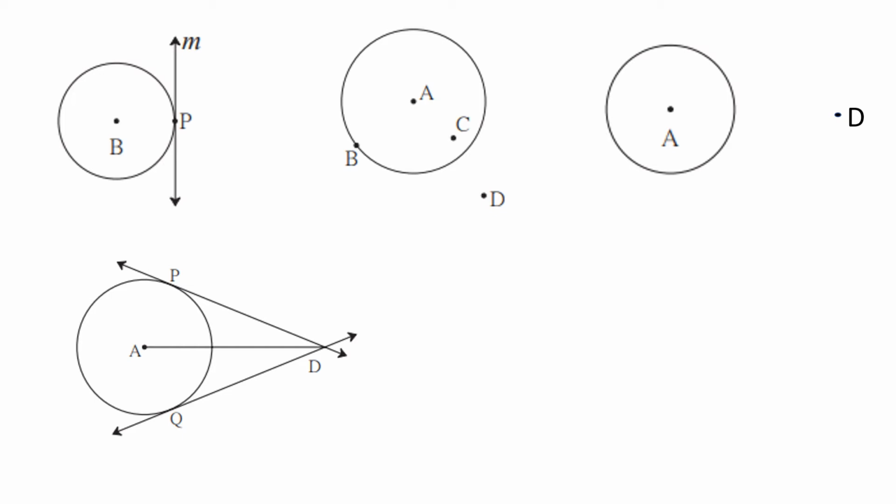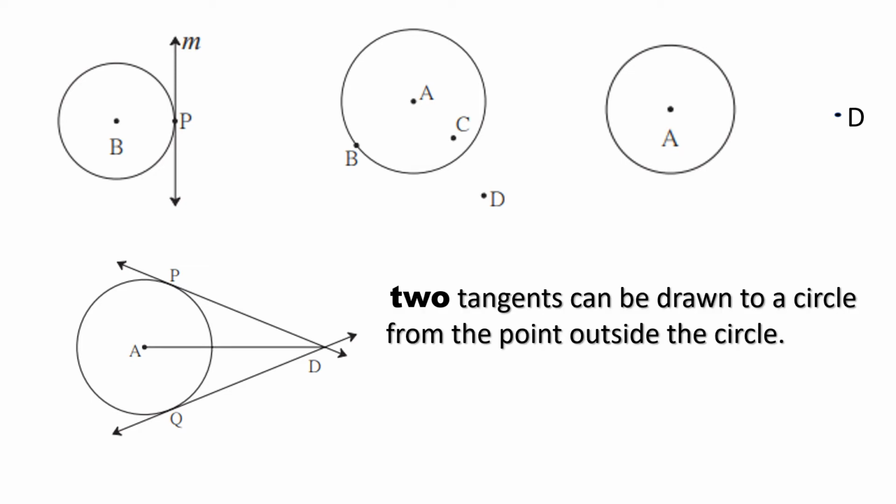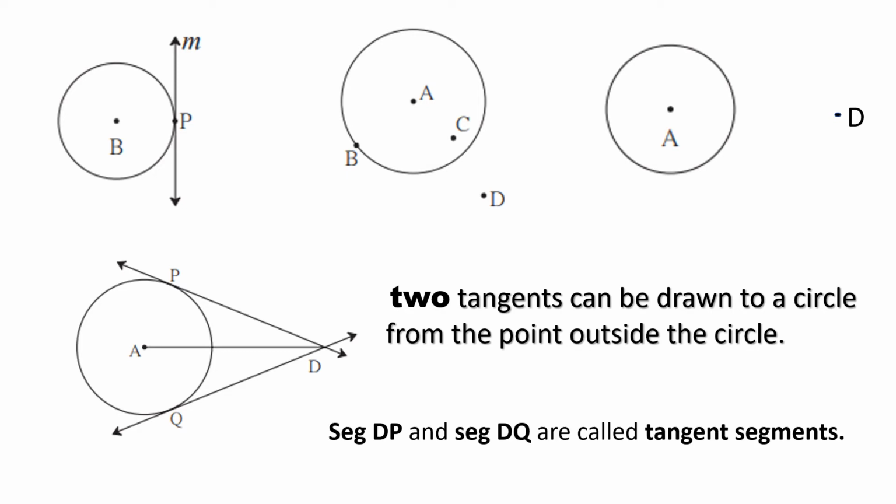If you observe the diagram, there are two tangents which are possible to draw from point D to the circle. These tangents are in the adjoining figure. Line DP and line DQ touch the circle at point P and point Q. It means that segment DP and segment DQ are the tangent segments to the circle. So two tangents can be drawn to the circle from a point outside the circle. Here segment DP and segment DQ are called tangent segments.